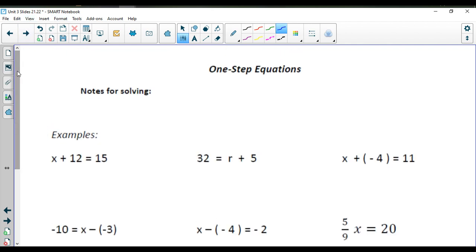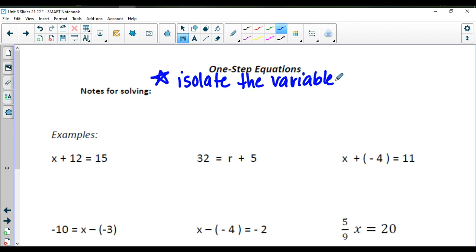Last part for today's notes is solving one-step equations, and this is where we're going to use that inverse property. So our notes for solving, our main goal is to always isolate the variable. So what does that mean? Isolate means get it by itself, and variable means the letter. So what I like to think when I do this one, letters are loners.